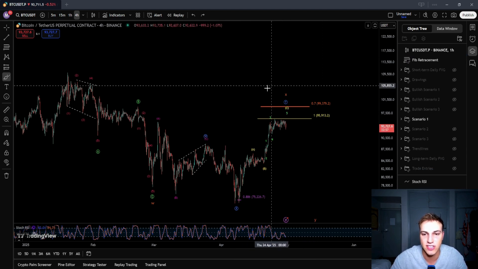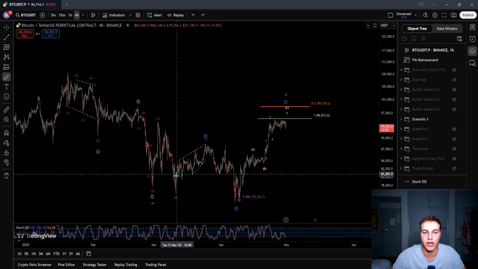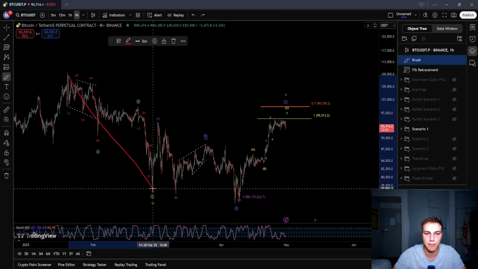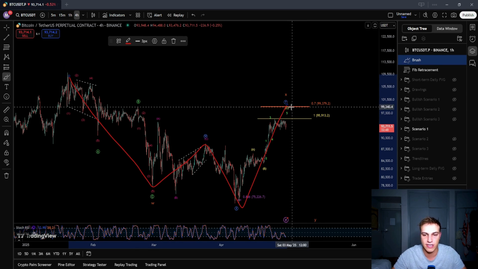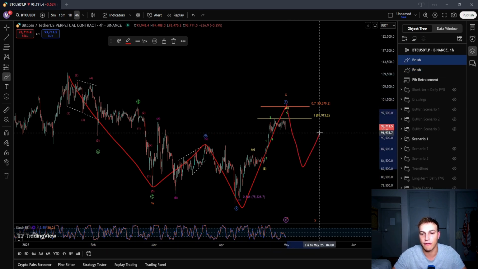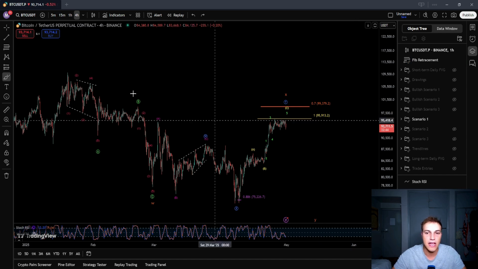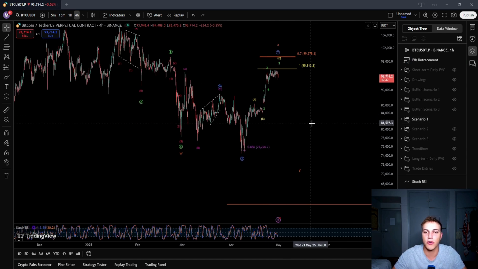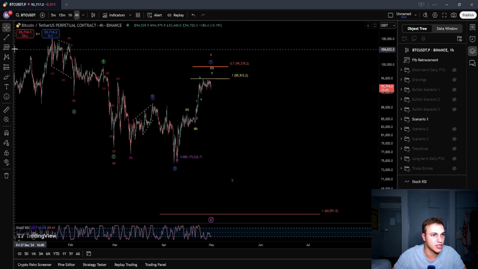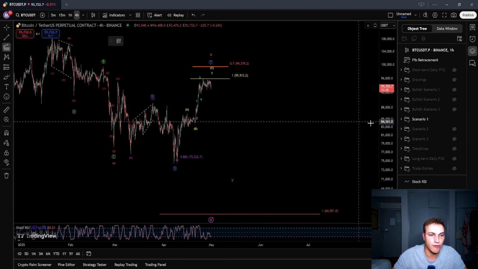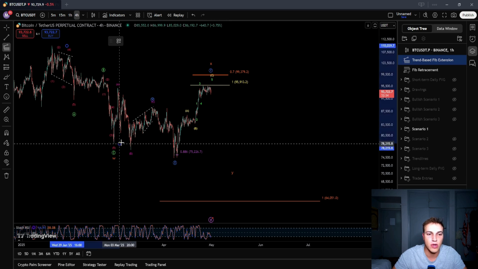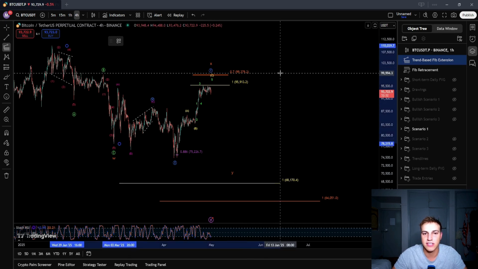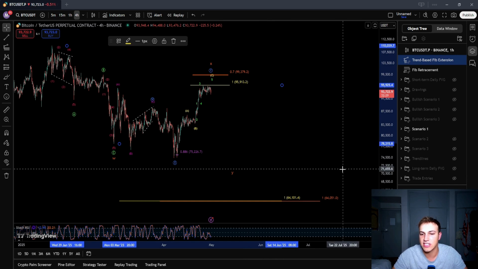So X can actually be any corrective structure, so we labeled this as a W, then a WXY inside the wave X, followed by we are looking for an ABC. This would take targets to around this, let's actually measure here. So if we take from the length of W to the top of wave X, we can see here that the 1-to-1 sits at about 64,000.